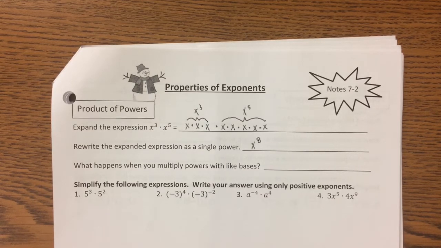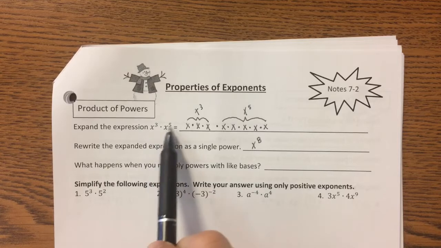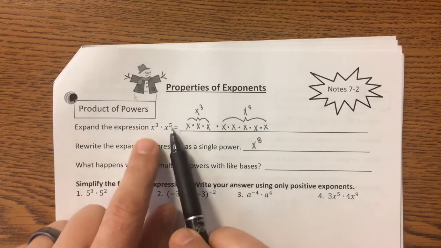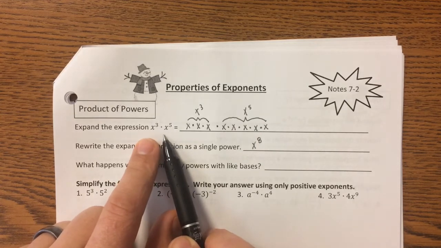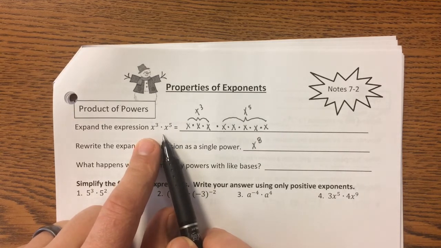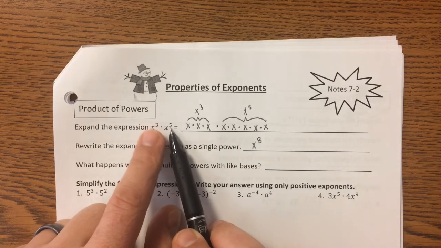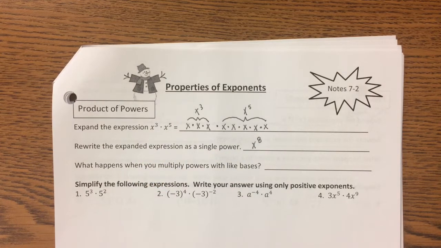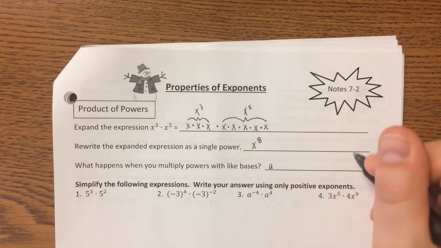So if you could try to generalize what you do when you multiply two powers with the same base, how might you explain that? Yeah, so for those of you that didn't hear, what she said was if you're multiplying two powers, and they have the same base, so they're both x, or they're both y, or 2, or whatever, then you add the exponents, right? Because we're basically adding the number of x's that we're multiplying here. So what happens when you multiply powers with like bases? You're going to add the exponents.